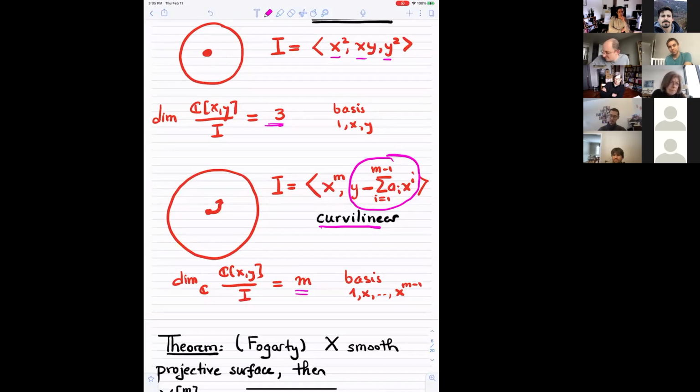and there are 2 really nice theorems. So let me tell you what these theorems are.